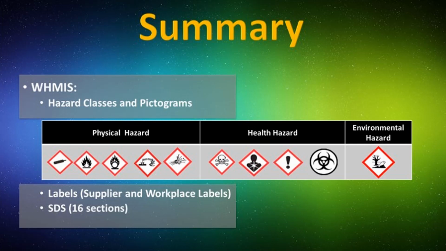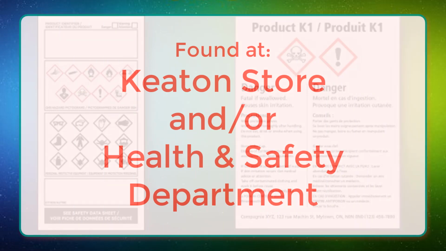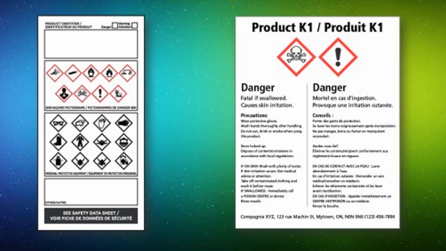There are 2 major hazard groups: physical with 16 classes and health with 10 classes. There are 10 symbols in total, 9 pictograms with the addition of WHMIS 1988 biohazard symbols. The supplier labels contain detailed information about the product, and the board-approved workplace labels are to be used and can be obtained by the Keaton Store and the Health and Safety Department.